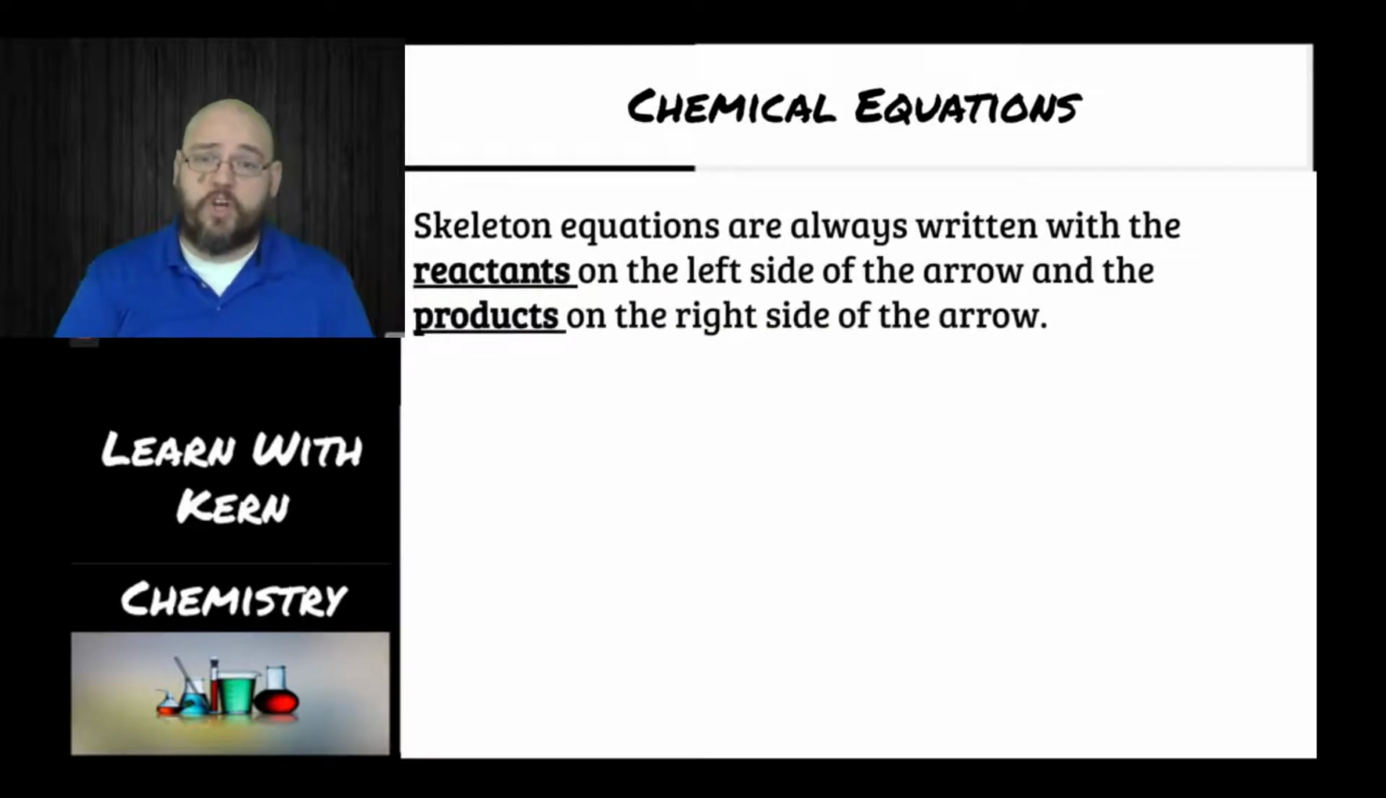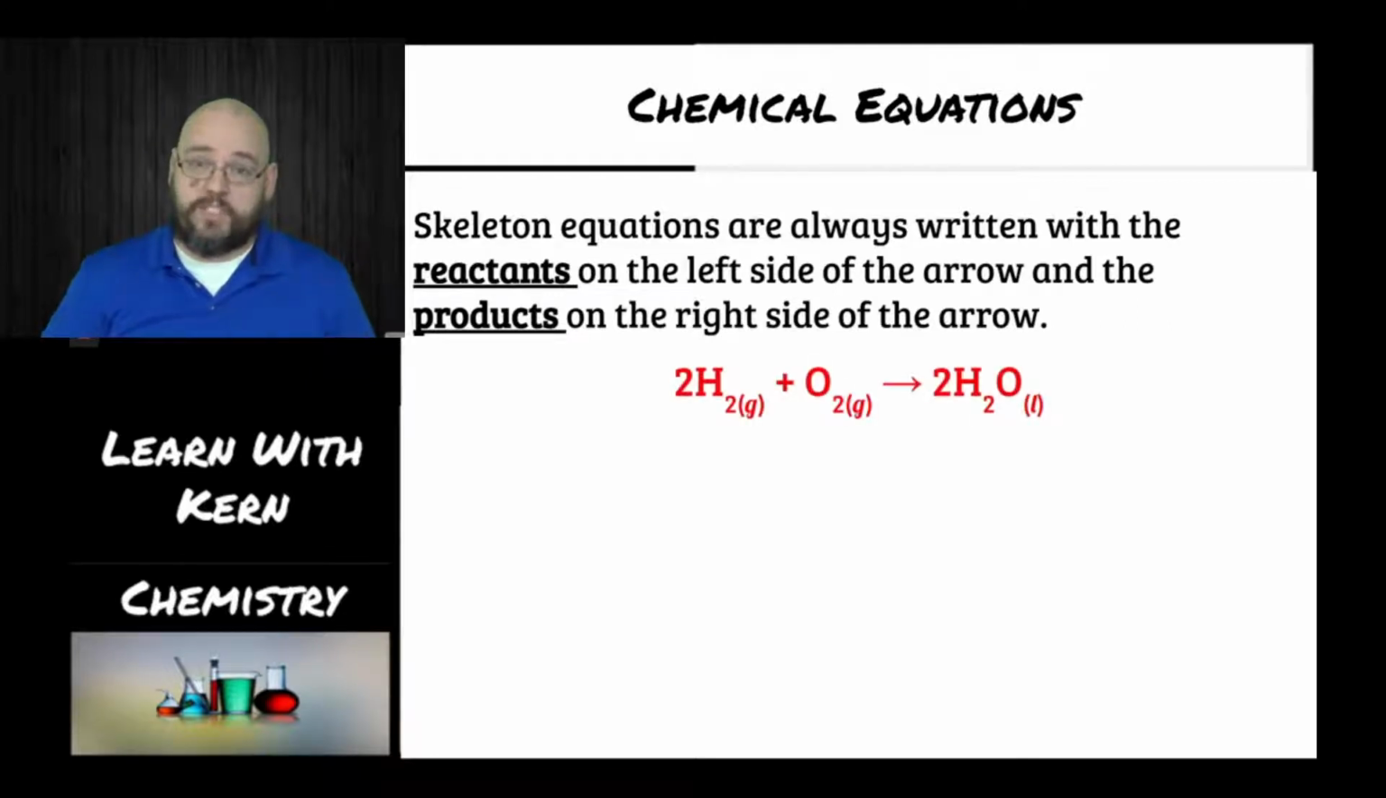Skeleton equations are always written with the reactants on the left side of the arrow and the products on the right side of the arrow. So we're always going to have it go from reactants to products. We read from left to right in English, and these rules were developed using the European language style, where pretty much all European languages read from left to right. And reactants come before the products because they're the things that are producing. So the reactants will always be on the left side of the arrow. The products are always going to be on the right side of the arrow.